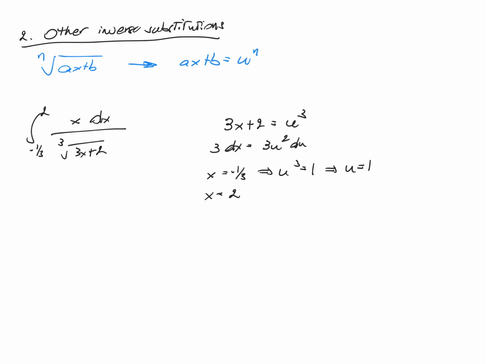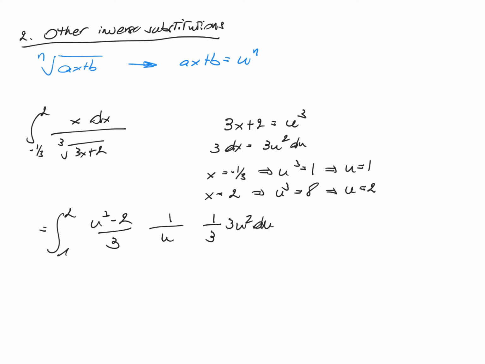If x is equal to 2, so this is my upper boundary, then u to the power 3 is equal to 3 times 2, 6 plus 2, so this is equal to 8, and this means that u is 2. So my integral after substitution becomes an integral from 1 to 2. X is u to the power 3 minus 2 divided by 3. 1 divided by the third root of 3x plus 2, this is 1 divided by u. And now we see that dx is 1 over 3 times 3u squared du.